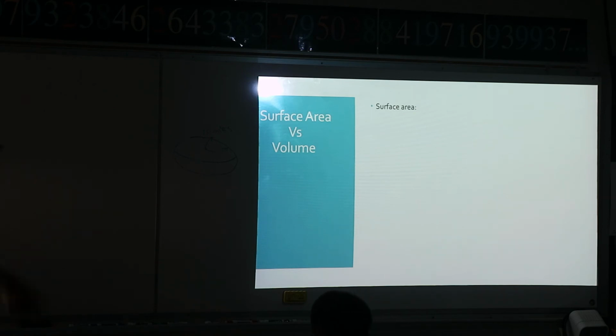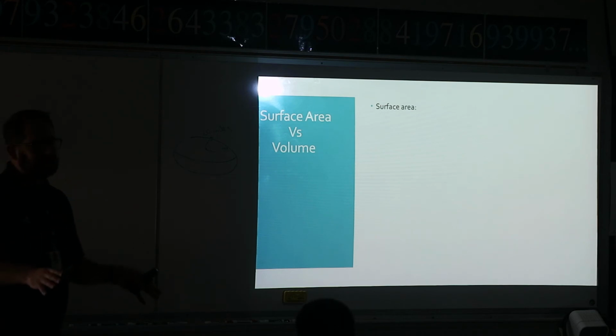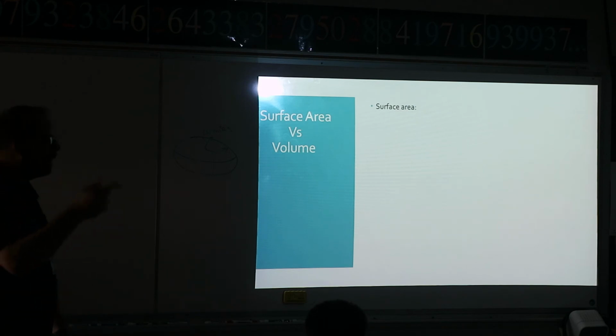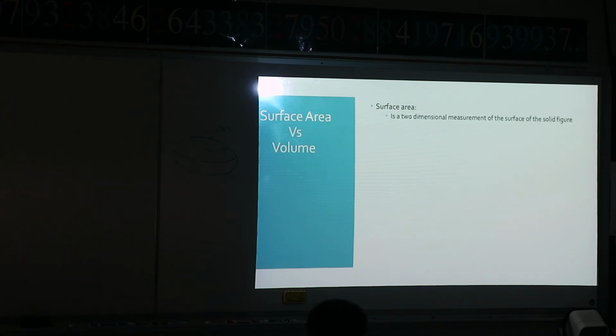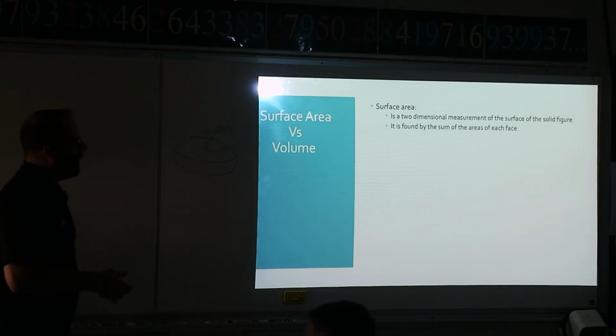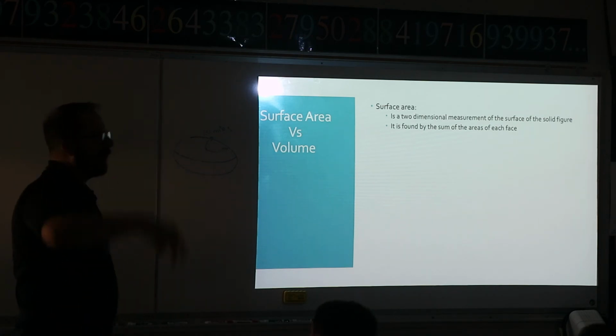If you look at my floor in here, you can see the number of square tiles. It's counting how many square tiles will fit on the entire surface of an object. Not just the floor, but the wall, the ceiling, everything. So they count up all the areas. So it is the 2-dimensional measurement of the surface of the object. It is the sum of all the areas of each face. So if you had the area of this wall, you'd add that to the area of the floor, this wall, the ceiling, the back wall.